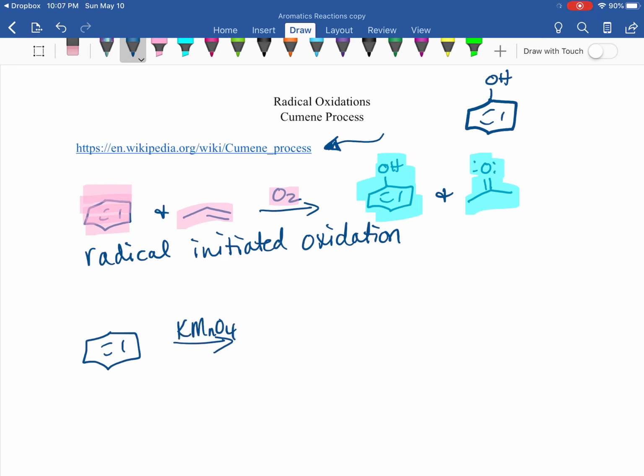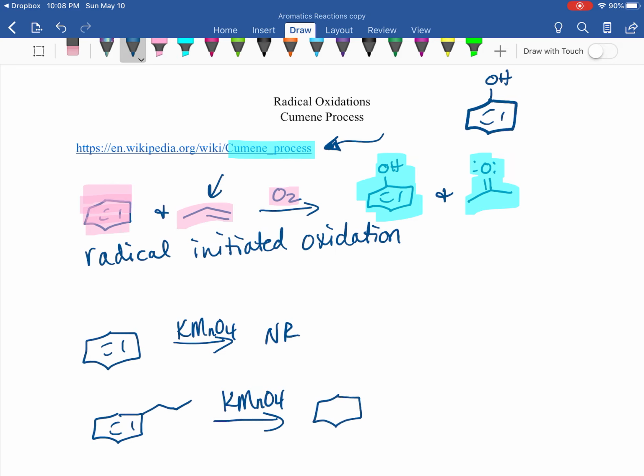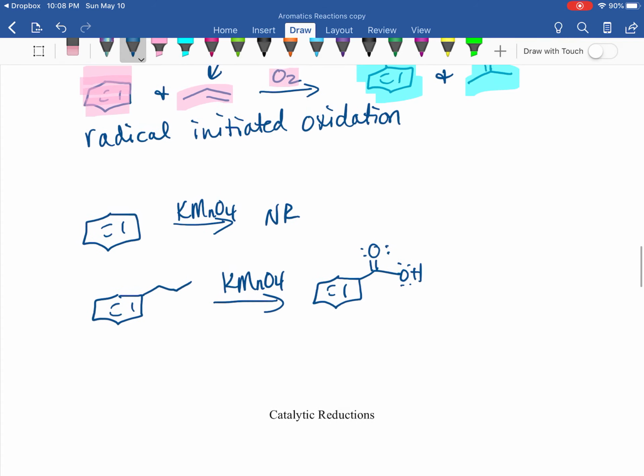And then the second one you've seen, and that is KMnO4. Just KMnO4 on a benzene ring: no reaction, nada, nothing's going to happen. It's radical, like this cumene process, it doesn't start on benzene. It starts here. So KMnO4 does nothing to benzene. But watch this. If we have some kind of alkyl group and we add KMnO4, now we're about to make another huge feedstock chemical, and that is benzoic acid.